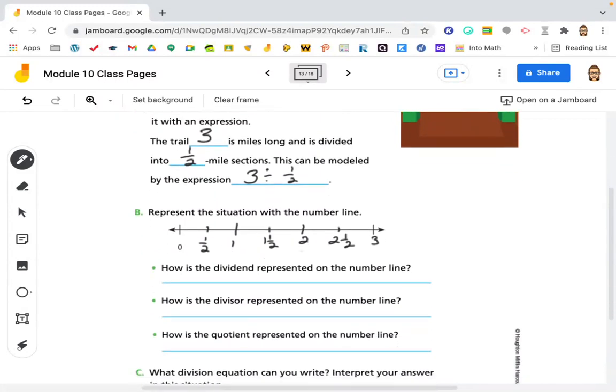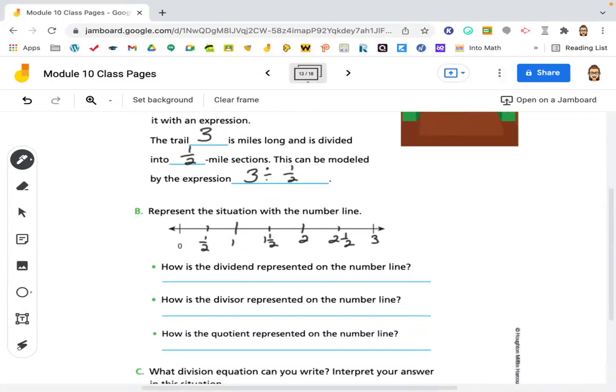So it says, how is the dividend represented on the number line? Well, the number line is labeled from 0 to 3 and represents 3 miles.